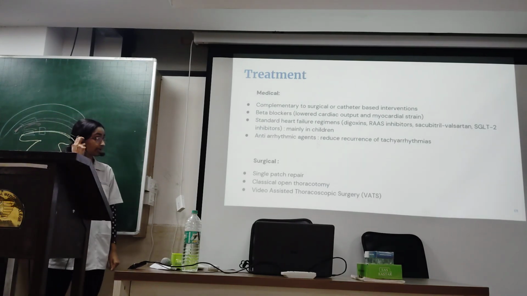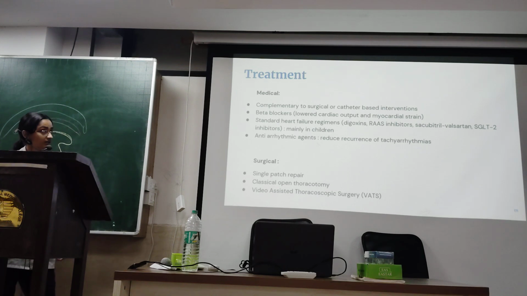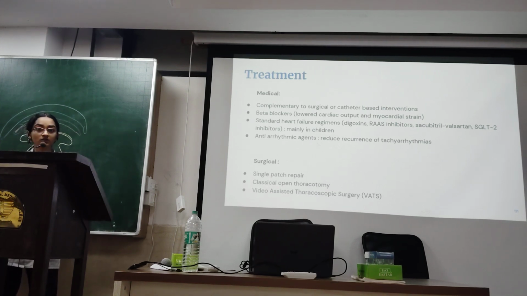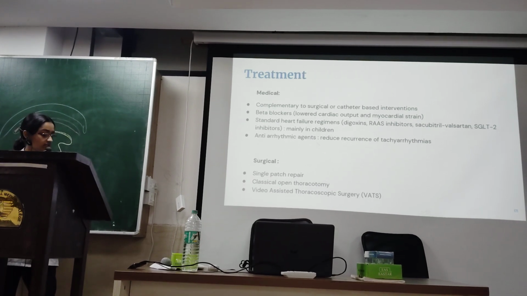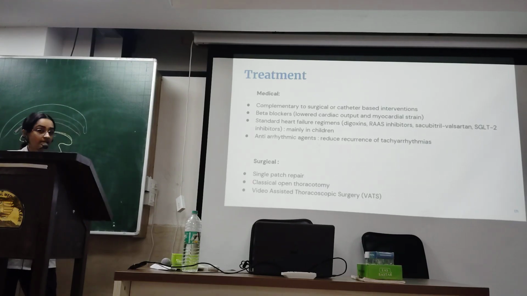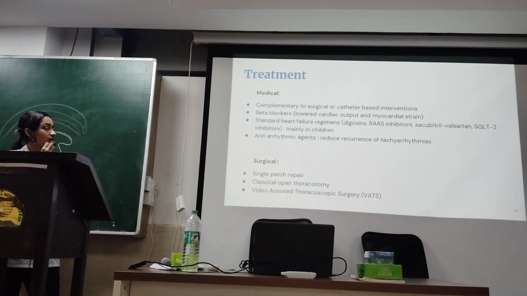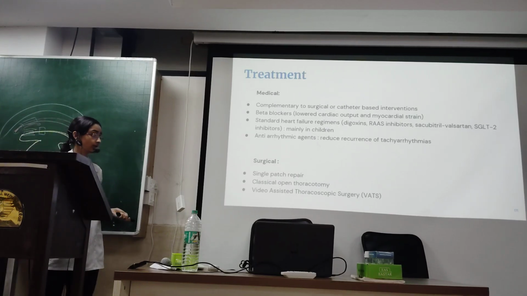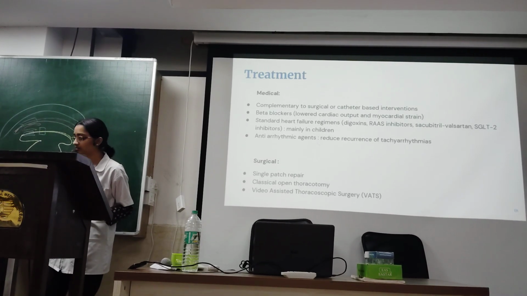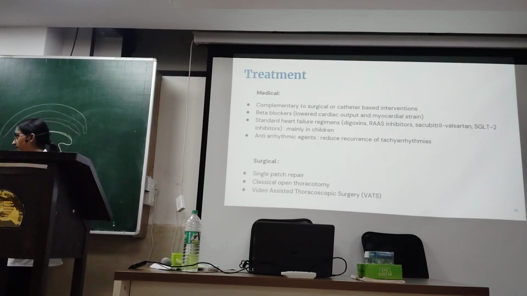Treatment will involve medical and surgical interventions. Medical interventions are to be complementary to surgical or catheter-based interventions. This will involve beta blockers, standard heart failure regimens, and anti-arrhythmic agents, while surgical interventions will involve a single patch repair, classical open thoracotomy, and VATS, which is video-assisted thoracoscopic surgery. These are 3 of many interventions which can be done.